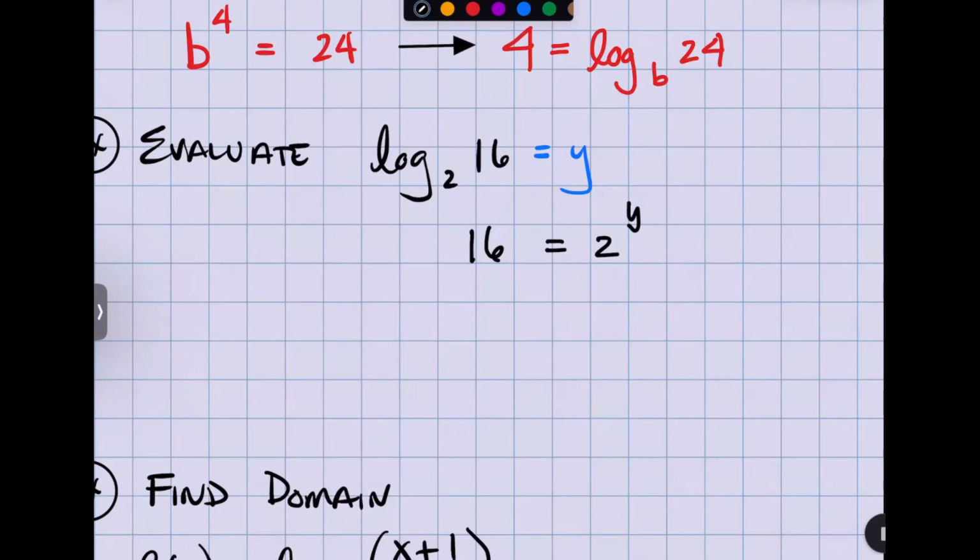So y becomes a power. And this way I know that y is equal to 4, because 2 raised to the 4th power would give you 16. However, you could also make 16 a base of 2, 2 to the 4th. And if the bases are the same, the power needs to be the same, right? So hence y is equal to 4.